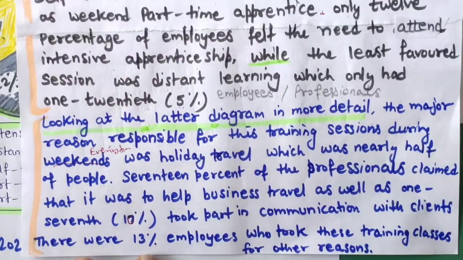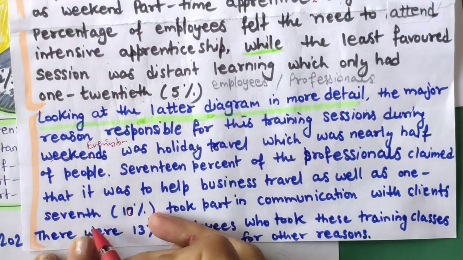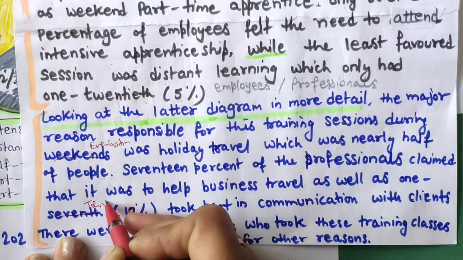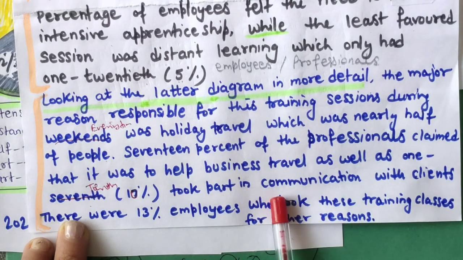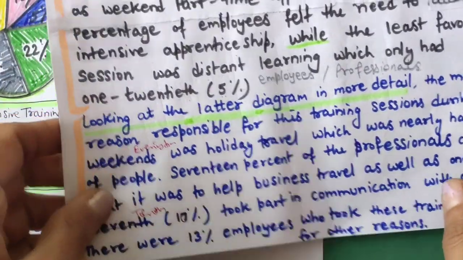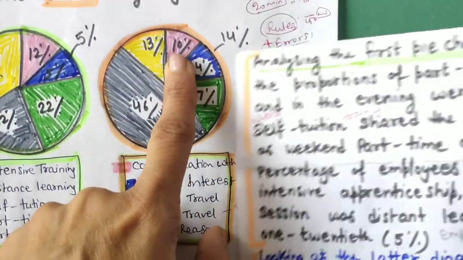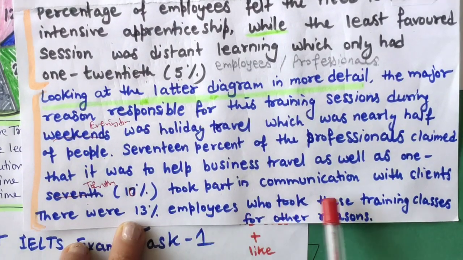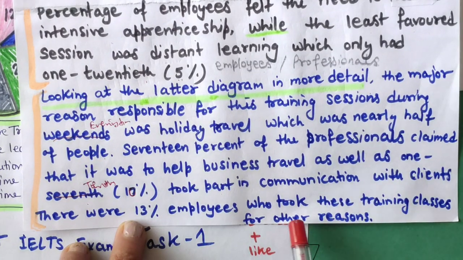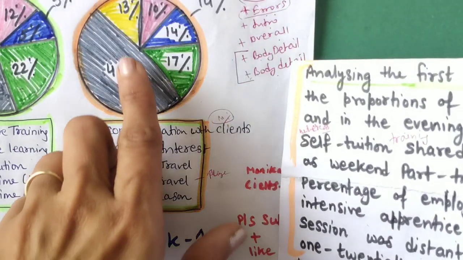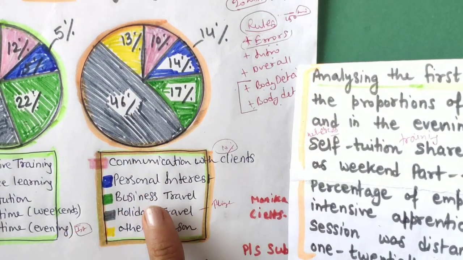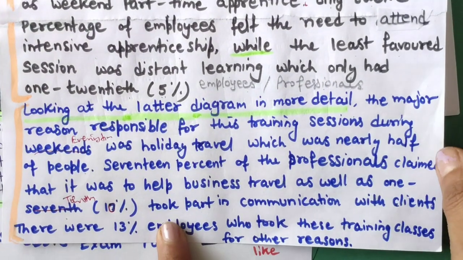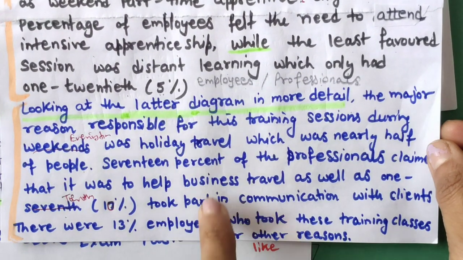It is not one seventh, it is one tenth. Took part in communication with clients, because here it is given 10%, and there were 13% employees who took these training classes for other reasons. See this, 13% is for other reasons, it is given. So that's the thing, we can always describe the things over here.